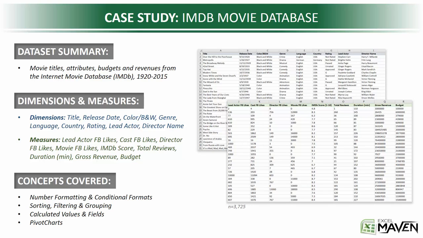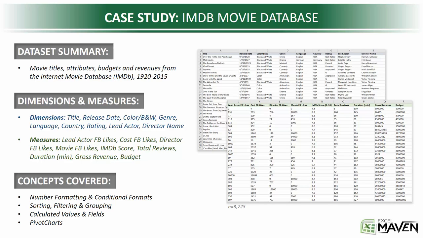I want to take a minute or two and talk about the IMDb movie database, since we will be working with this file for the first few chapters of the course. If you're not familiar with IMDb, it's an acronym that stands for the Internet Movie Database, and it contains all sorts of information about movie titles released around the world. So we'll be looking at a cut of the IMDb data for the first several sections, which gives us movie titles, attributes, budgets, and revenues from 1920 to 2015.